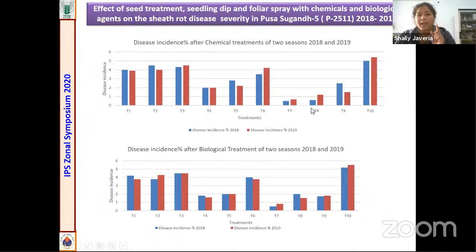And in disease incidence of Sarocladium after biological treatment in both seasons, we found Pseudomonas fluorescens to be the much better and more effective biocontrol agent to inhibit the disease in the field.